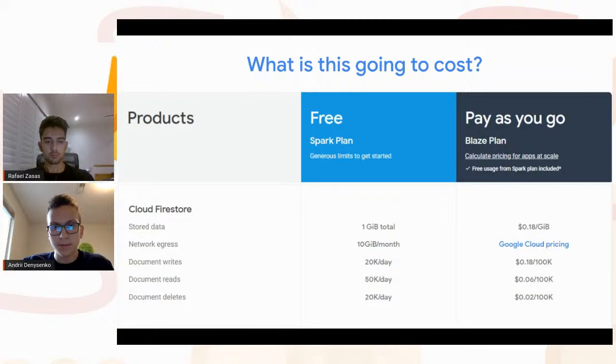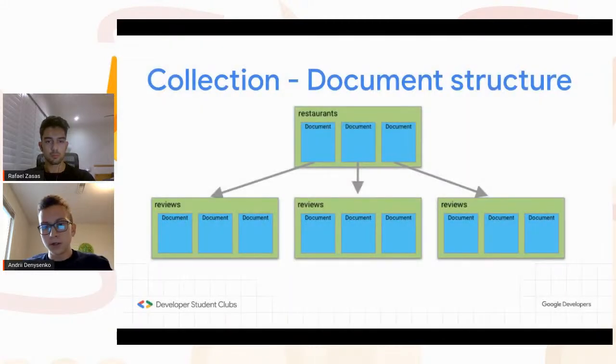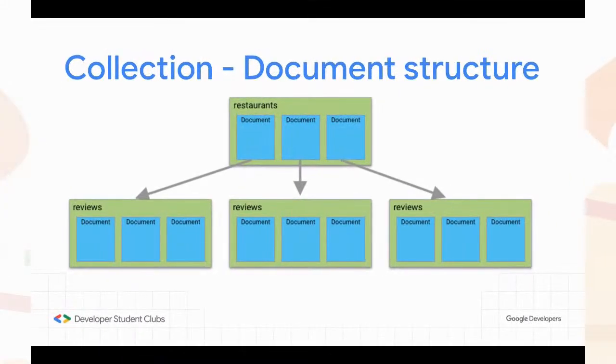All right, let's move on. So let's deep dive into how Firestore works, how you would structure your database, and what NoSQL is by itself. Here you see that we have this example with restaurants and their reviews. So let's say you build a local restaurant app. You want to list all the restaurants in the community and allow your users to see the reviews for those restaurants and so on.